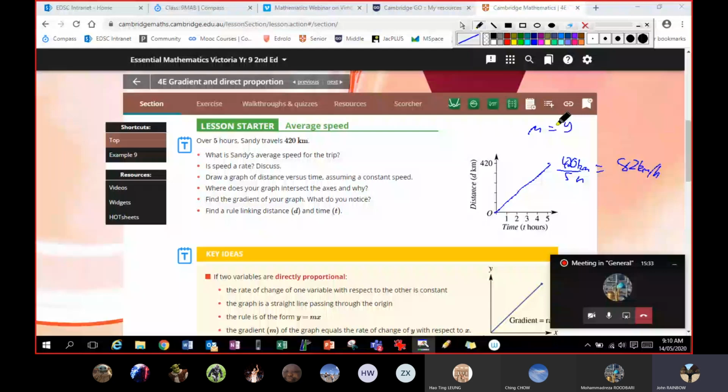Is speed a rate? Yeah, speed is a rate because it's about how fast you're going, how many kilometers you're going per hour. Now, you don't need to travel for a whole hour to get there. You could do a little bit.